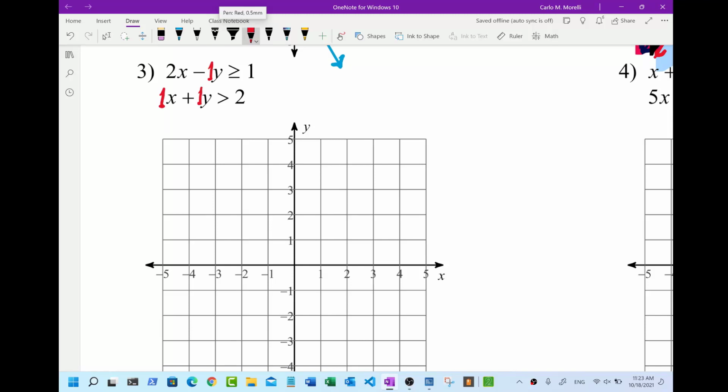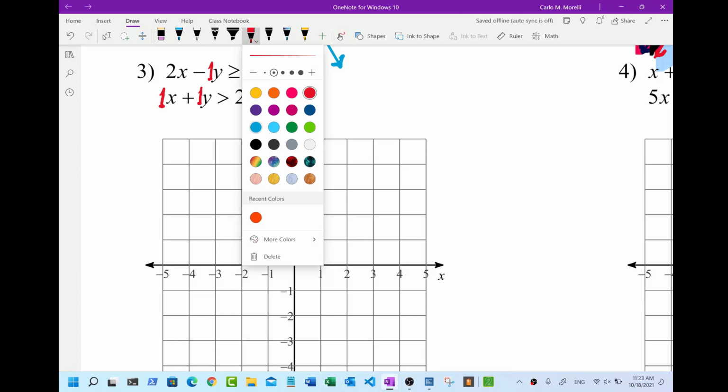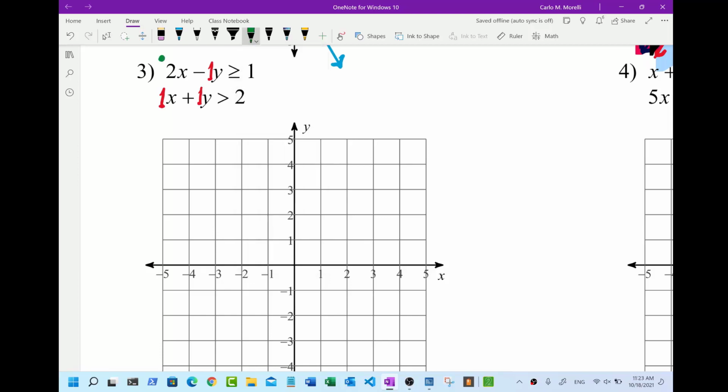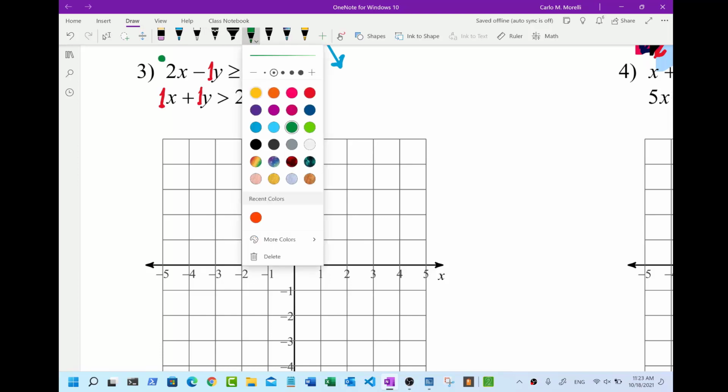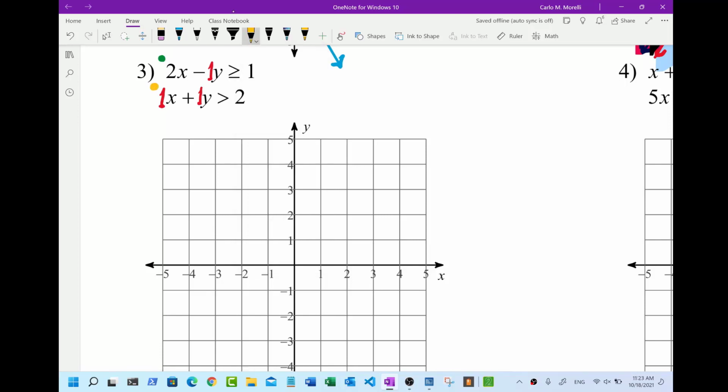Okay. Now we're going to work with equation 1. We'll switch up our colors here. I'll do green for the top one, and a good contrast would be this kind of yellow color for the bottom one. Now, let's take a look at the green. 2x minus 1y greater than or equal to 1.